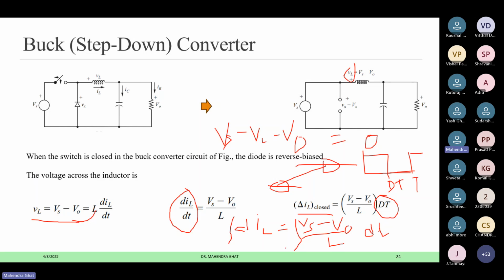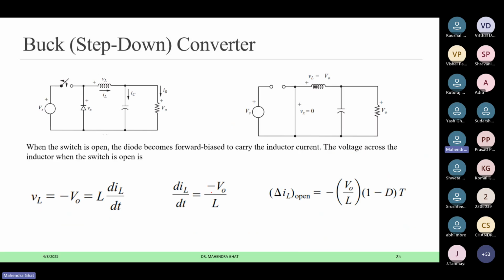So the voltage across the inductor, as I showed you, is nothing but Vs minus Vo divided by L into dt. So integration of this dt: we are just considering the time when the current is increasing, which is the delta IL close, equal to Vs minus Vo by L into dt, integrated from 0 to dt. So this equation you will get when the switch is closed.